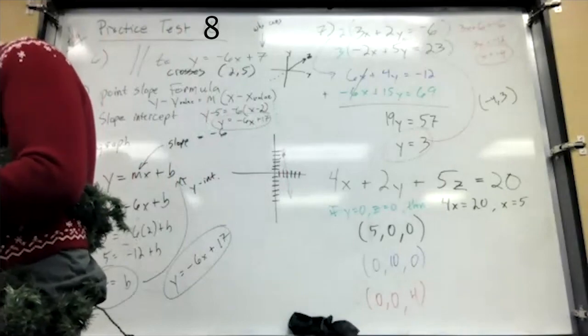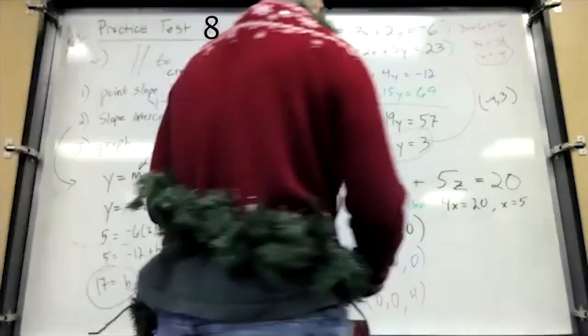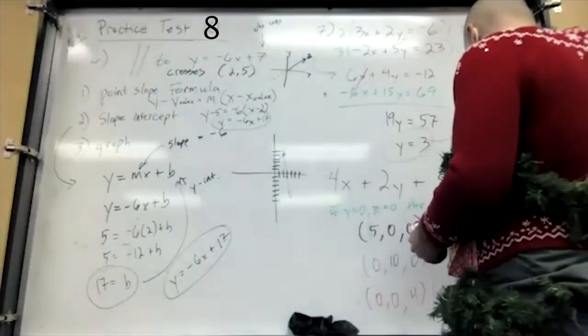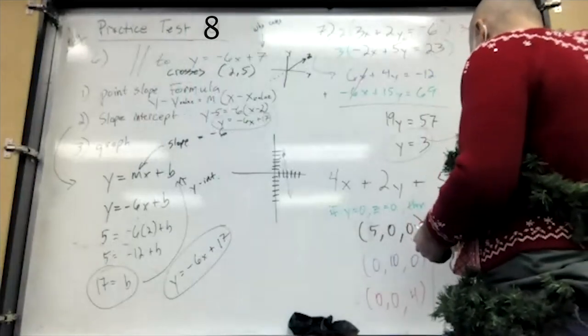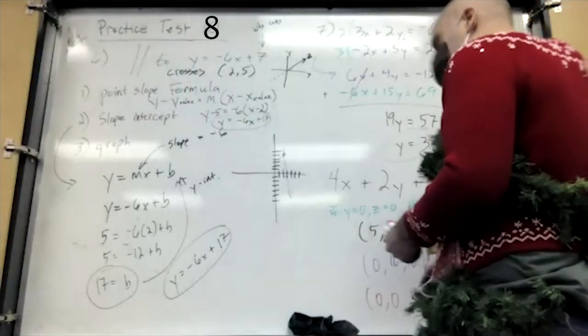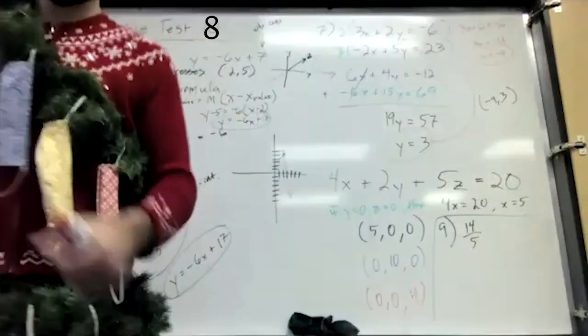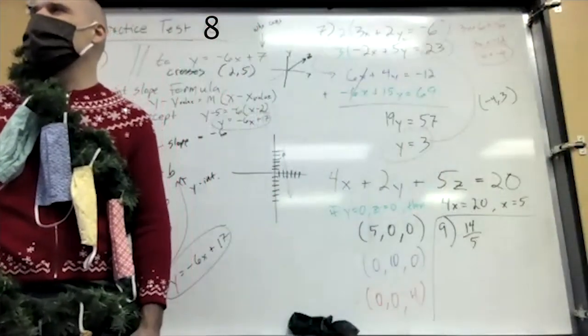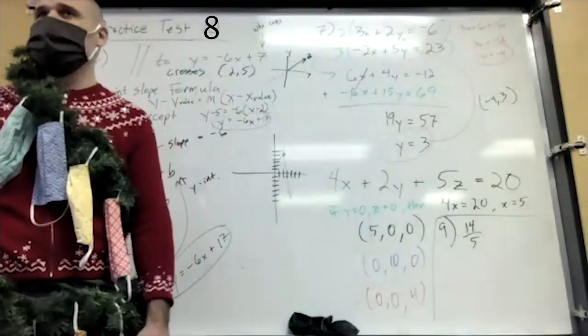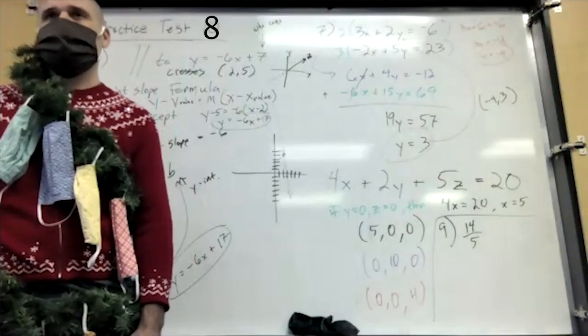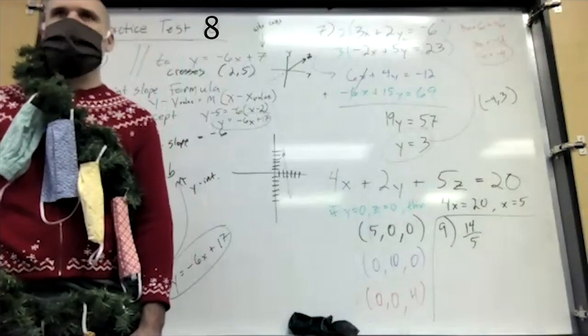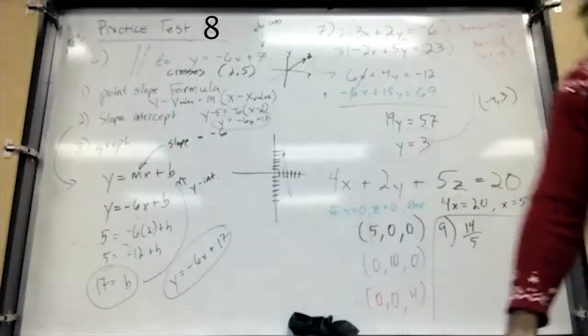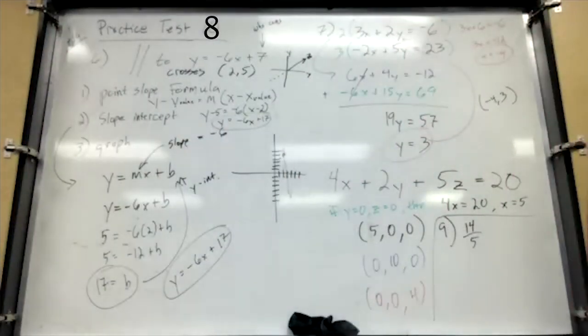So change 14/5 to a percent. Oh my goodness, so easy. I know. So here's 9. How do you change to a percent? By putting it into a calculator. So what you do is divide 14 by 5 and then multiply by 100. As long as you do it the right way. You just do that problem and multiply by 100.